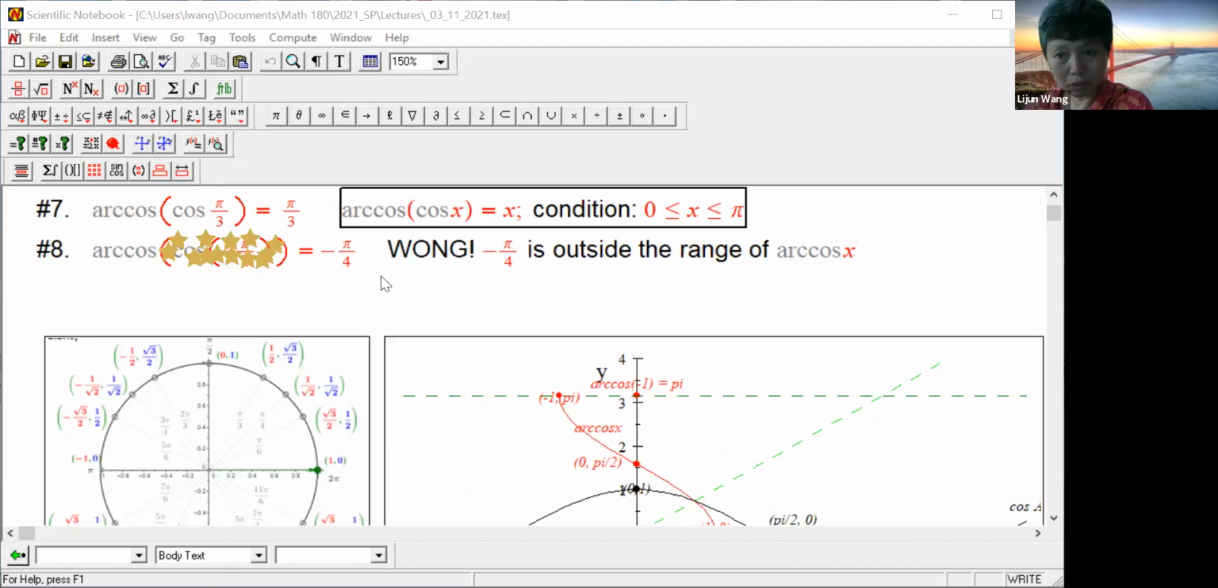We didn't do cotangent, arc cotangent. You are expected to do it yourself. When it's necessary, I can do it for you, but we just haven't designated time for it. So you should know this answer is wrong because negative pi over 4 is outside the range. So don't make these mistakes. Don't confuse arc sine and arc cosine. Their ranges are different.